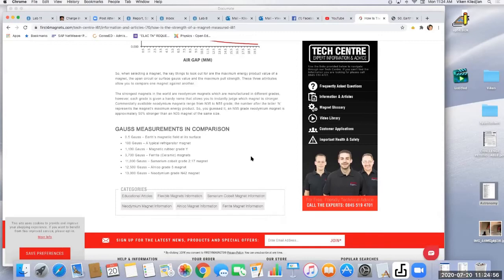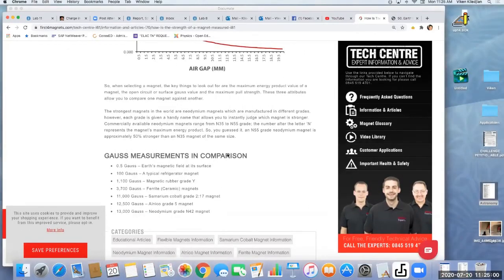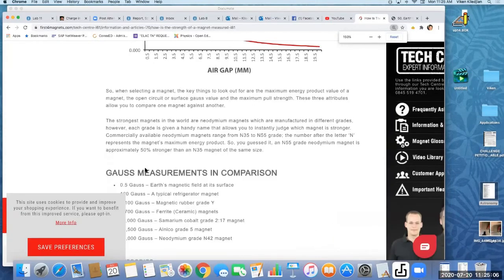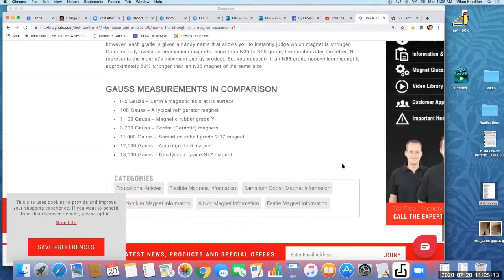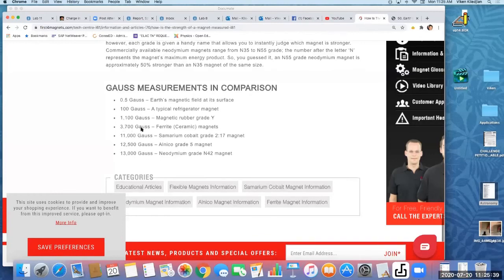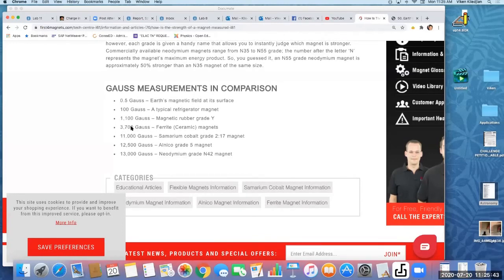Okay, so here is some kind of comparison. Gauss measurements in comparison: half a Gauss is Earth's magnetic field. Then you have 100 Gauss, a typical refrigerator magnet. Remember, Jupiter was 4 Gauss, so a typical refrigerator magnet is even stronger than Jupiter's magnetic field. The sun's magnetic field was 3,000 Gauss, so keep that in mind. Magnetic rubber grade Y ferrite ceramic magnets are 3,000 Gauss, about the sun's magnetic field.